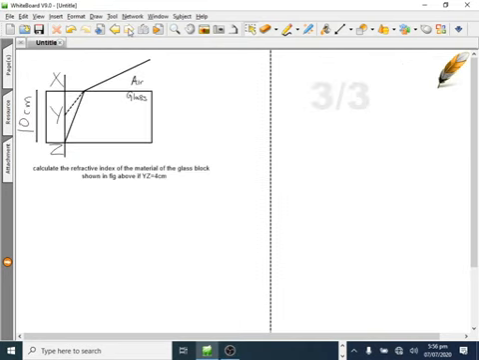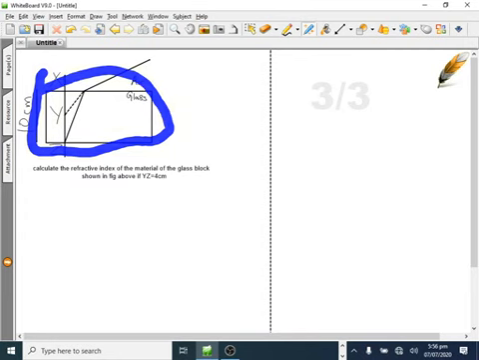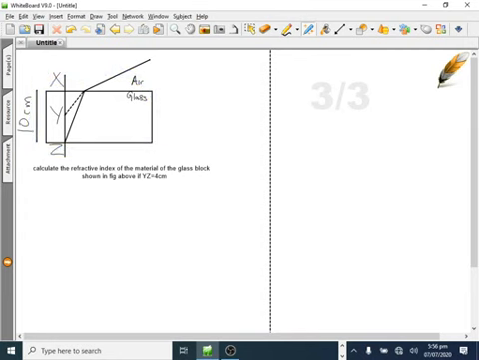Let's move to the next page, and you have this question already written. According to what we have here, this is a rectangular prism, and we have our normal as usual. The question says, calculate the refractive index of the material of the glass block shown in the figure above if YZ is 4 centimeters.